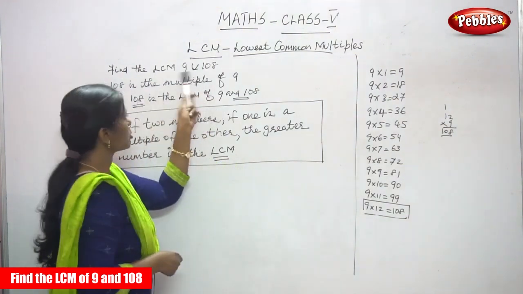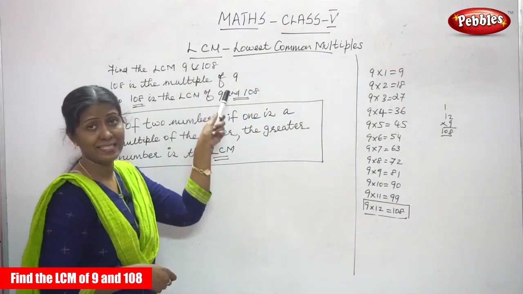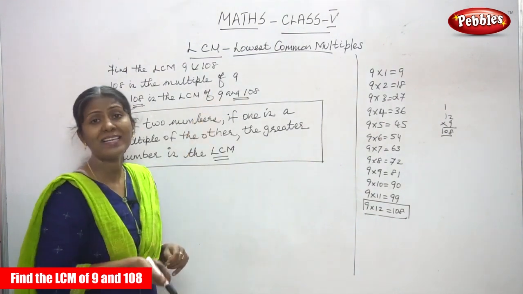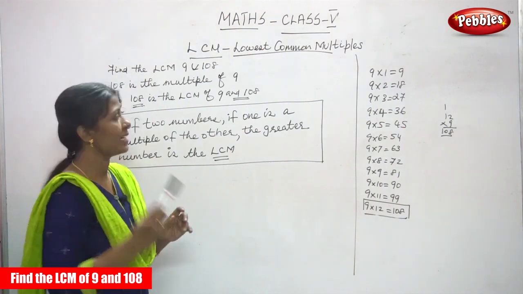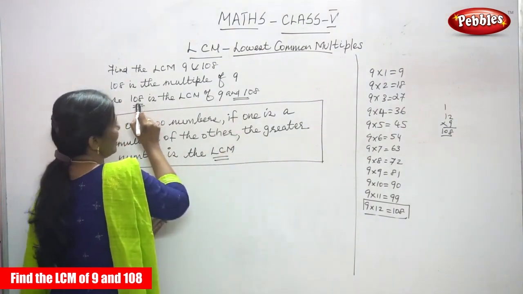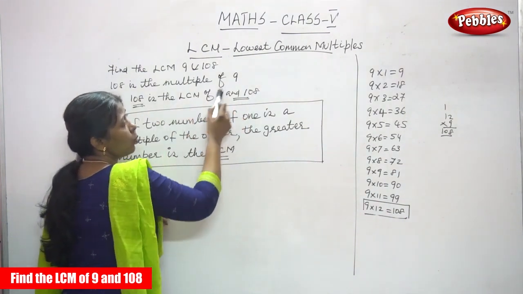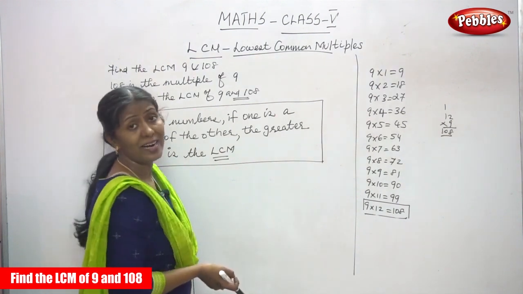So from these two, what is the greater number? 9 and 108, you have to find the LCM. So you have to apply this rule, and 108 is the greater number. So the LCM of 9 and 108 is, the answer is what? 108. So 108 is the LCM of 9 and 108.